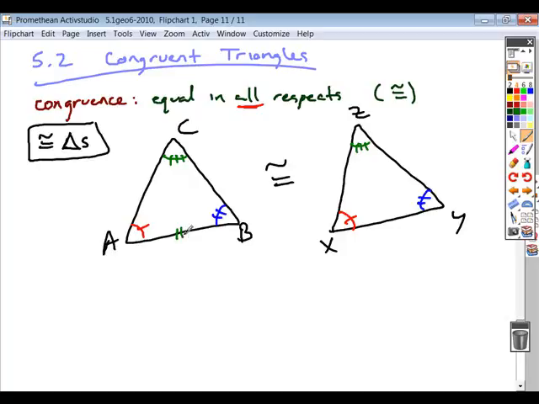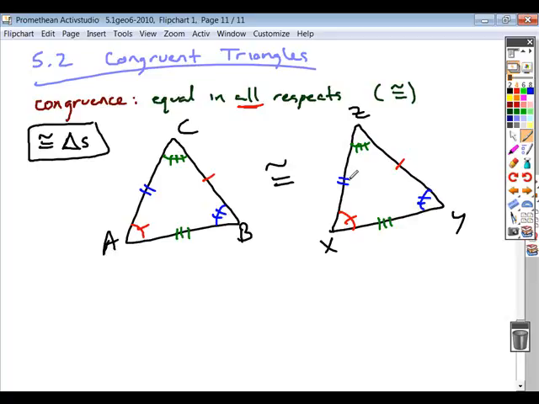Side AB, which is opposite angle C, is congruent to the corresponding side XY. Side BC and ZY correspond, therefore they're equal. And then finally AC and XZ would be equal. Okay, so given the congruence of triangles, all these corresponding pieces will also be considered congruent.